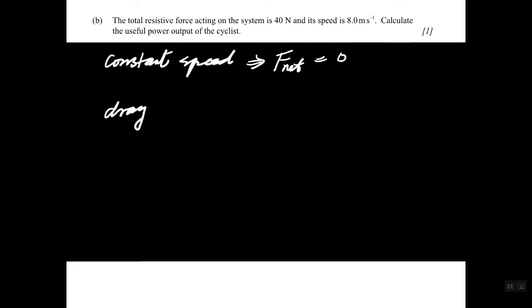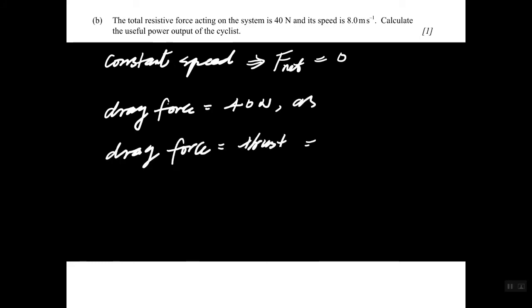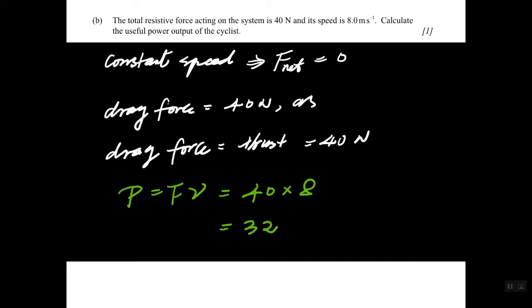The total resistive force acting on the system is 40 Newton and its speed is 8 meters per second. Calculate the useful power output of the cyclist. The system is traveling at constant speed, which means the net force equals 0. Drag force is given, which is 40 Newton. As the net force equals 0, drag force equals thrust. That's also 40 Newton. Based on the formula, power equals F times velocity. Force is 40 Newton and velocity is 8. That gives us 320 watt.